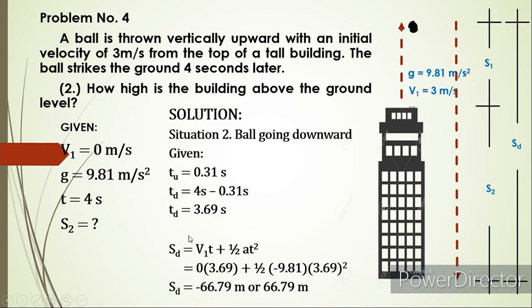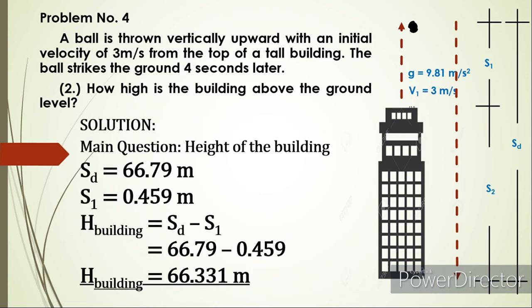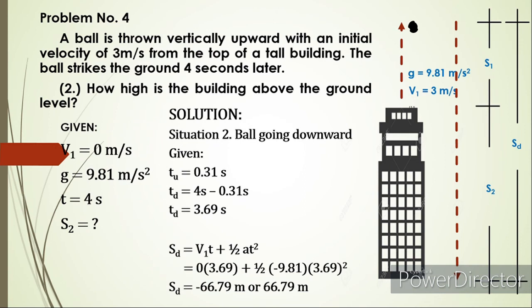Ayan. Since may given na tayo ng time, downward travel, so, isolve natin yung SD. Ito, yung na-travel na distance mula doon sa highest peak hanggang doon sa ground. So, given V1, given an acceleration, given yung time, so SD is equal to 66.79 meters. So, yung 66.79 meters, yun yung taas nung inabot nung bola hanggang doon sa pinakababa ng building.